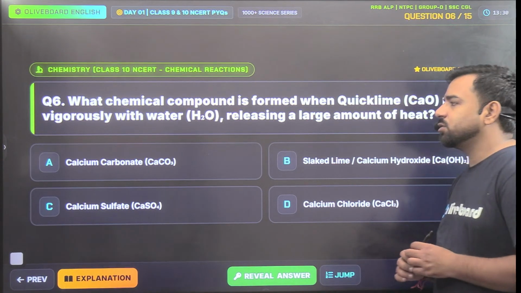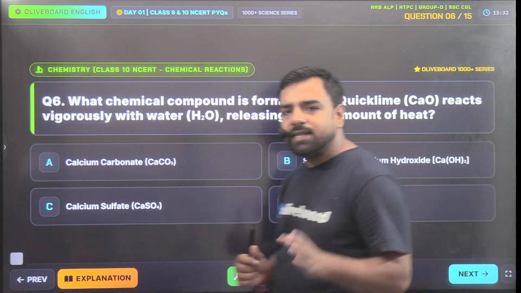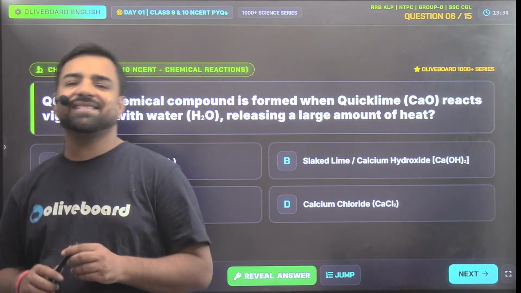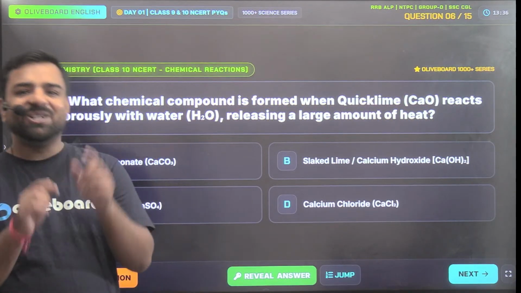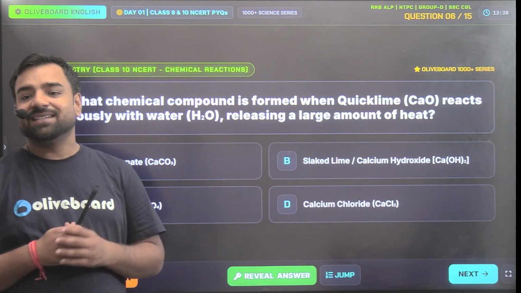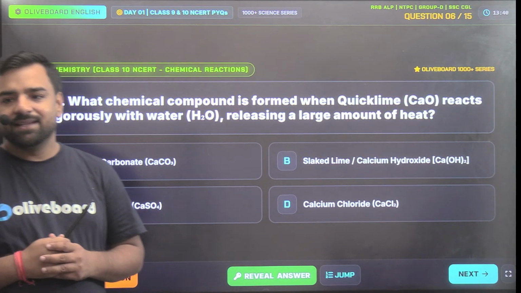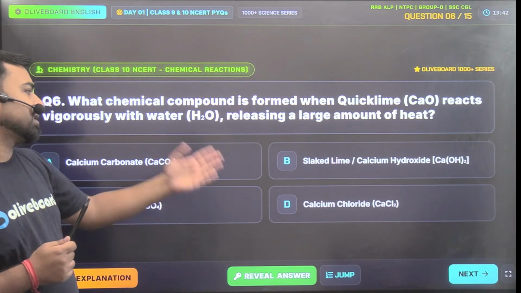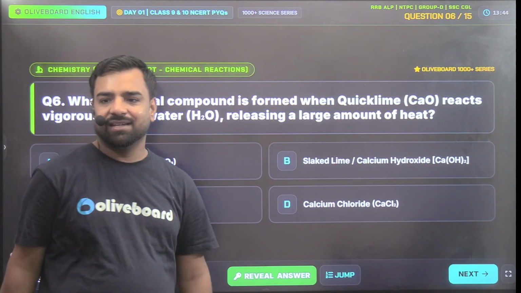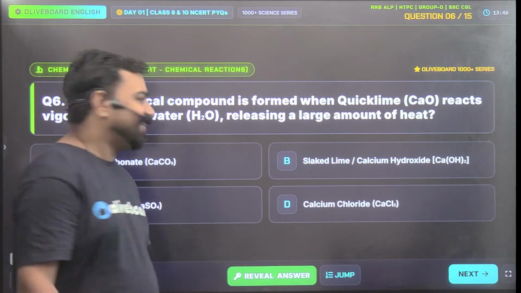CaO plus H2O. So it will form Ca(OH)2. That is Ca(OH) whole twice, right? So what is it? That's calcium hydroxide. So calcium hydroxide or slaked lime, that is option number B. So yeah, absolutely correct. That's great.